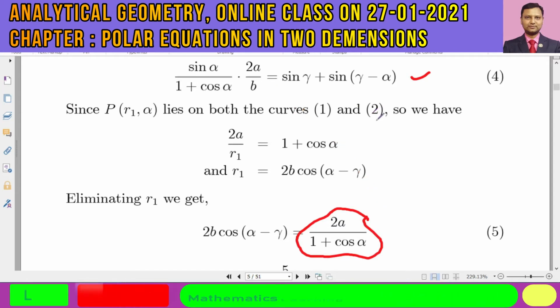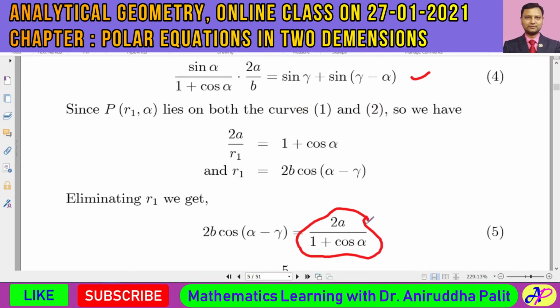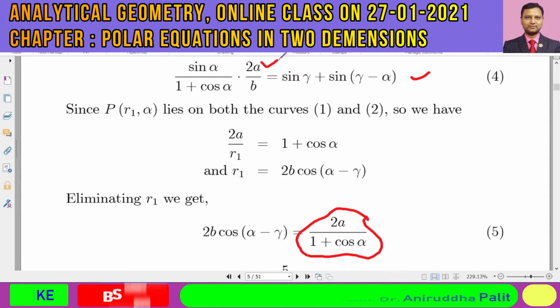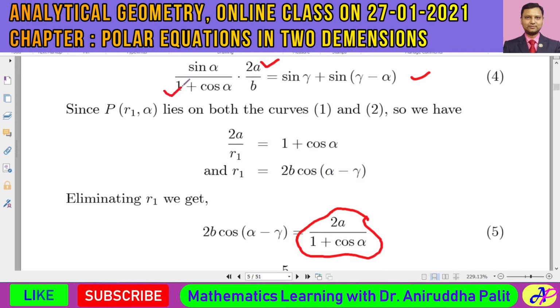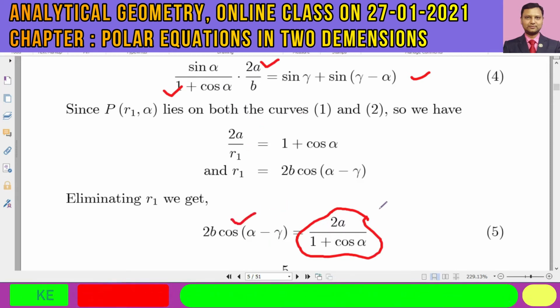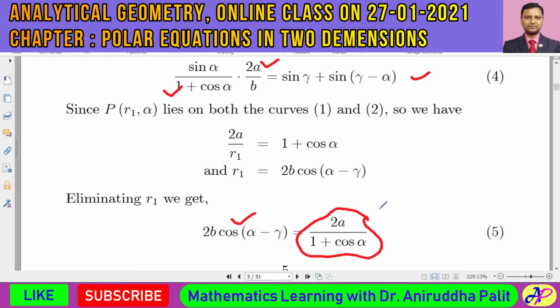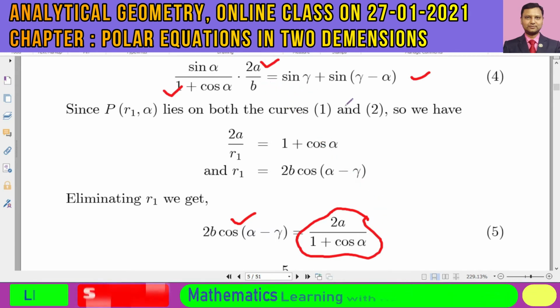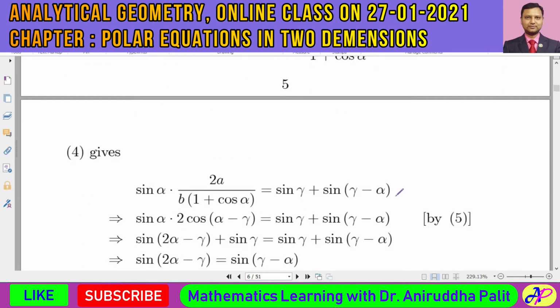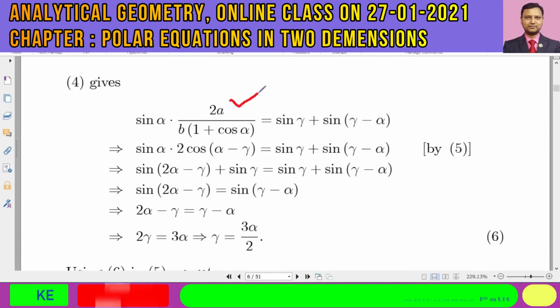We actually have this factor twice a as numerator divided by 1 plus cos of gamma. So twice a by 1 plus cos of gamma, this expression can be replaced by twice b cos of alpha minus gamma. So we substitute this relation number 5 in this relation number 4 over here. And what we get is this kind of result.